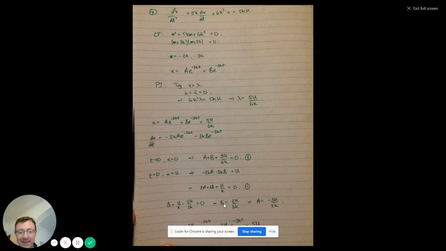But there you end up with working out B, and that's in the general solution. But it's not hard to see, is it? It's there. So it's minus 3u over 2k, e to the minus 2kt, plus 2u over 3k, e to the minus 3kt, plus 5u over 6k. That's it. And all we've done there is solve the differential equation, and that's it. Not really a context to worry about.